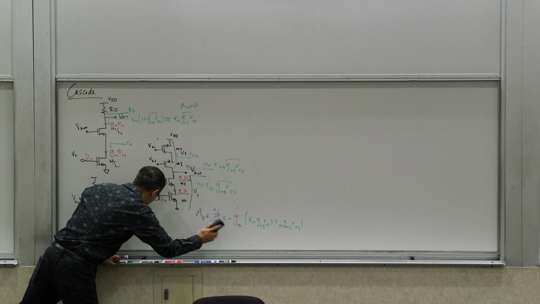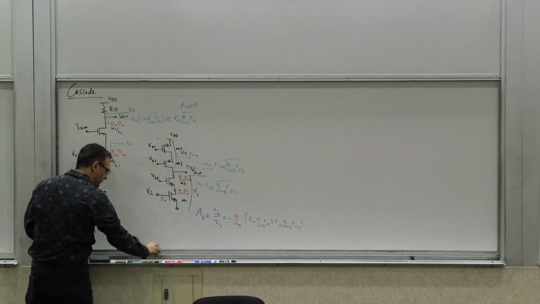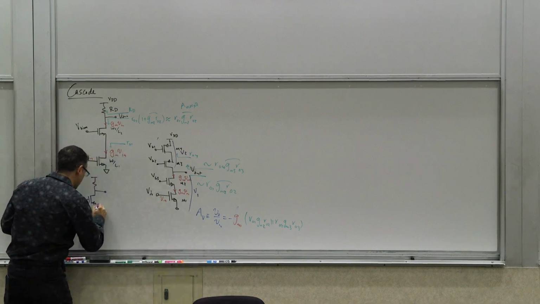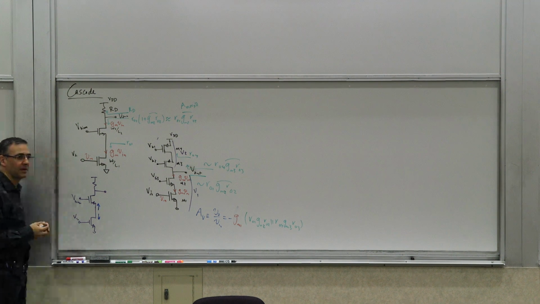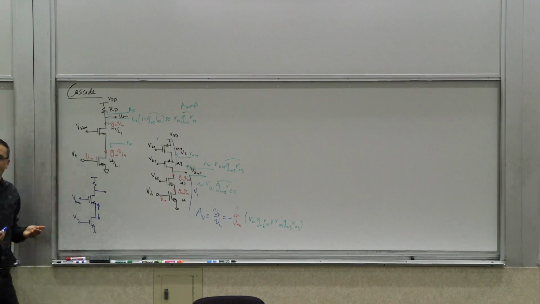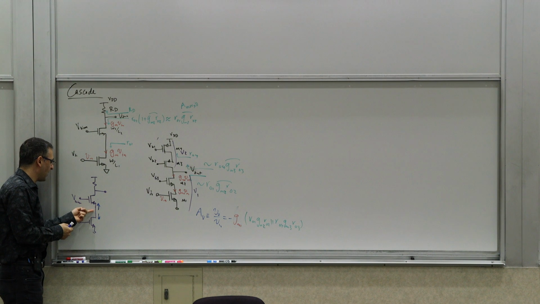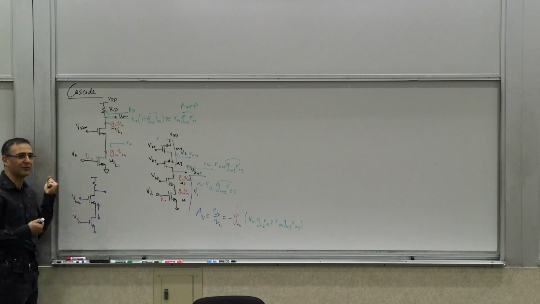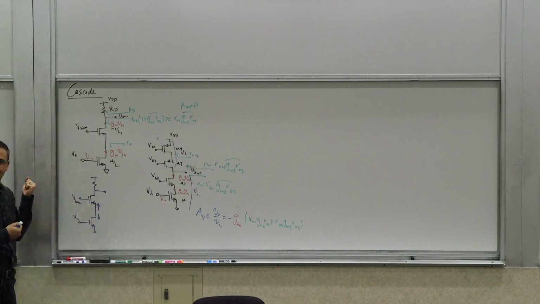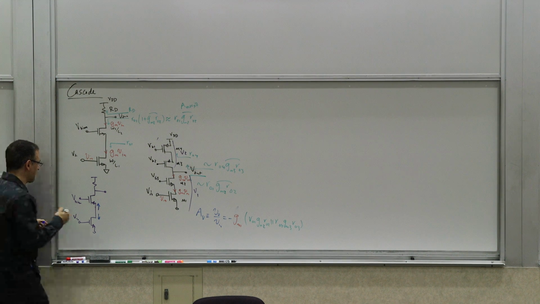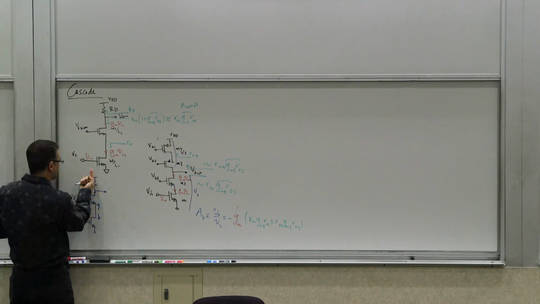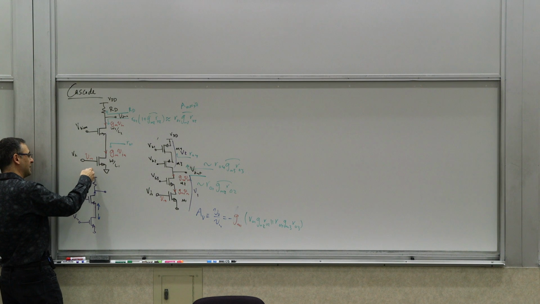Maybe I should use a different color. So the DC current flowing this way, and the DC current is flowing this way for this guy. So obviously, you have a problem, right? You have two devices that are trying to pull current out of the same terminal, right? And then this is also a problem because now you're trying to push something into this guy. So this is going to try to go above VDD, which it can't.